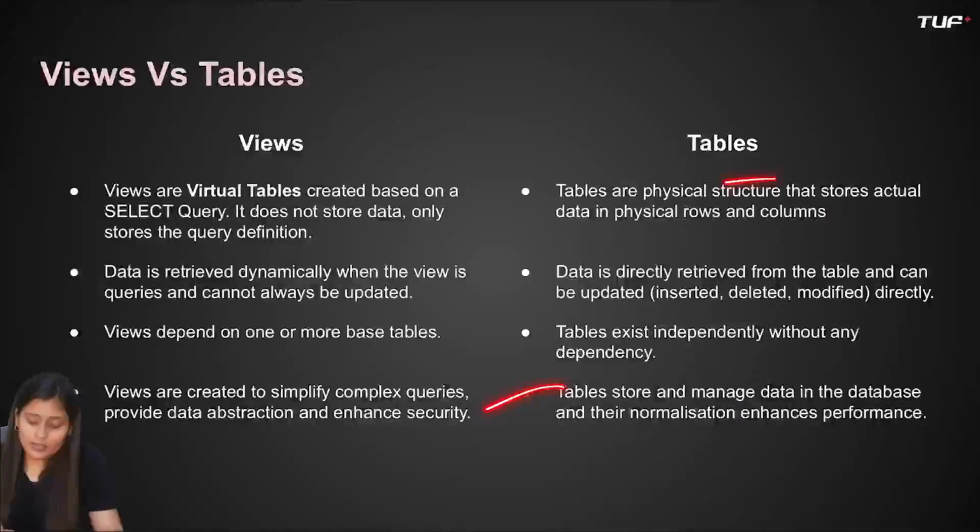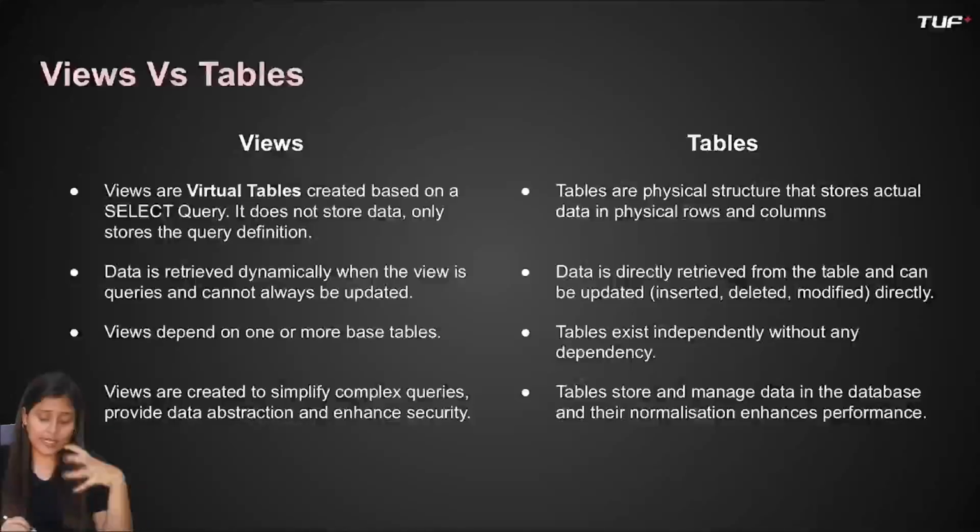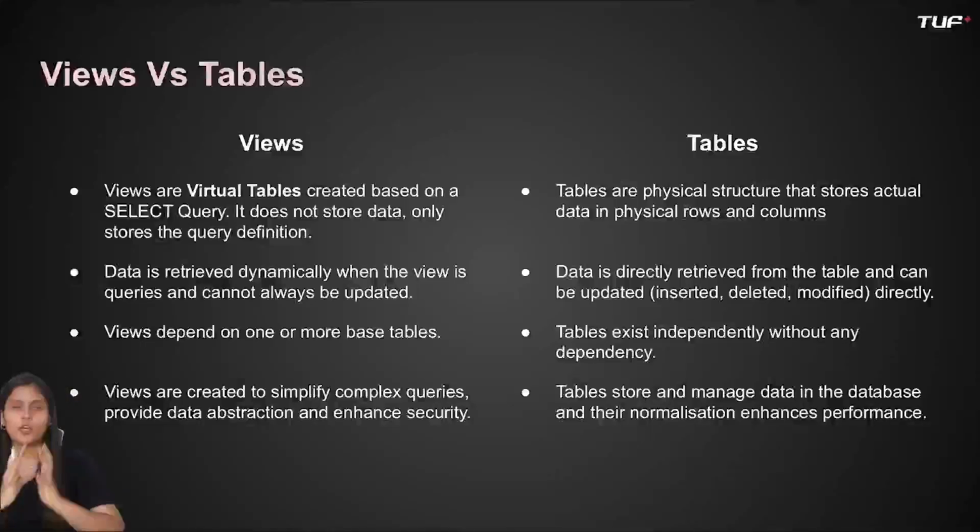In case of a table, tables store and manage data in the database. A table basically stores the physical data and also manages it, and normalization enhances performance. In tables, to remove redundancy and make it less complex, we apply normalization, which helps enhance performance. But in case of views, creating views simplifies complex queries and also enhances security because views only give access to certain users. Okay, so this is the basic difference between views and tables. I hope it is clear.